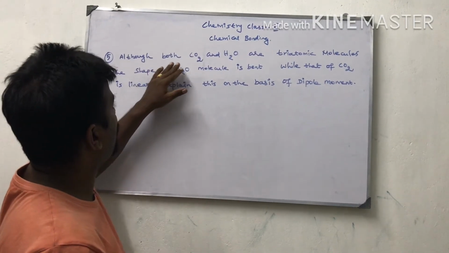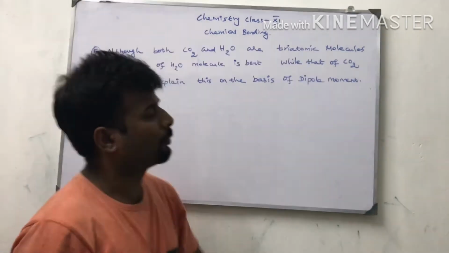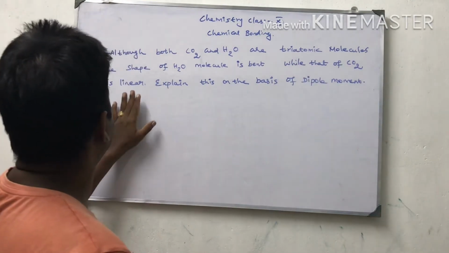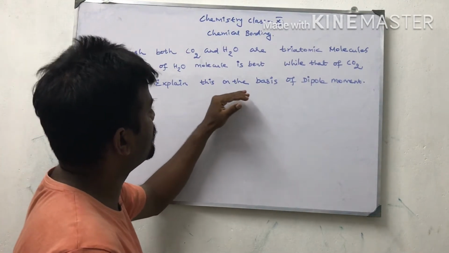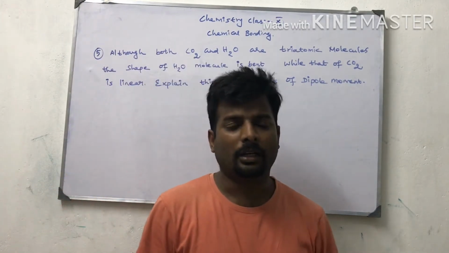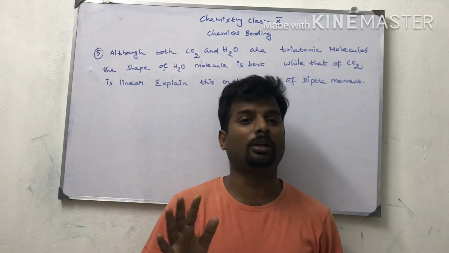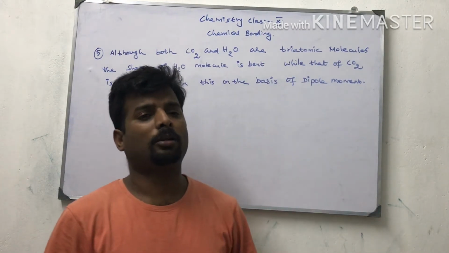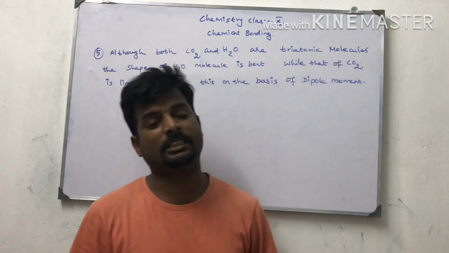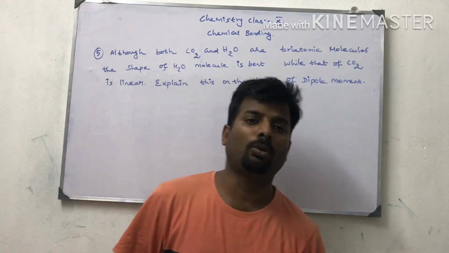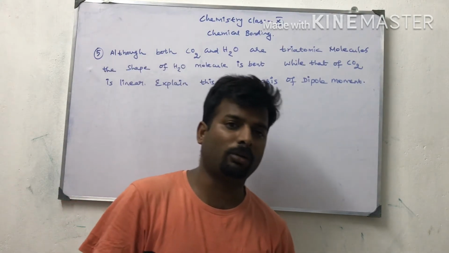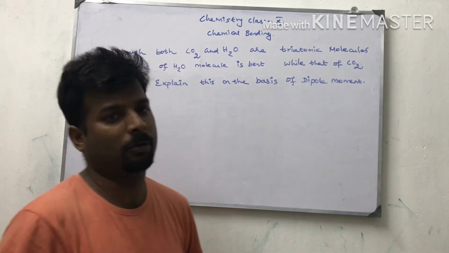Hello children, although both carbon dioxide and water are triatomic molecules, the shape of the water molecule is bent while that of carbon dioxide is linear. Explain this with the help of dipole moment. What do you mean by dipole moment? Dipole moment is equal to Q into d. Q is the charge between the two atoms, and d is the internuclear distance between the two atoms. The unit of dipole moment is debye. Now we are going to explain this concept with the help of dipole moment.